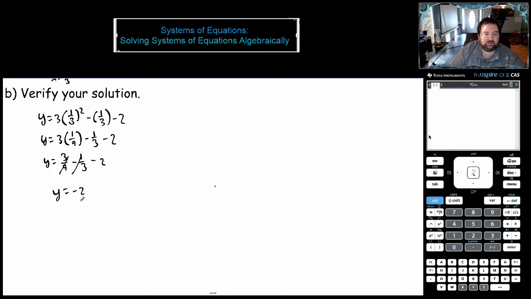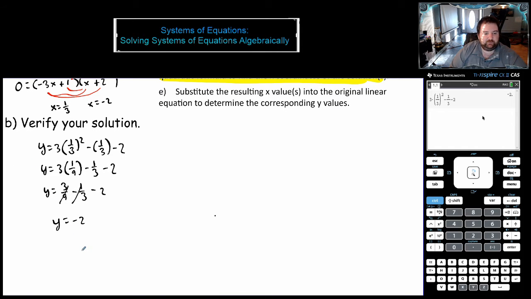So y equals -2. And let's go ahead and just check in our calculator and make sure Mr. Emond didn't make a mistake. So 1/3 squared minus 1/3 minus 2. Does it equal -2? Yeah. Okay. And so there we have our first point. Our first point, P1, happens when x is 1/3 and y is -2. And P2, we didn't solve for it yet, but we will in a second.